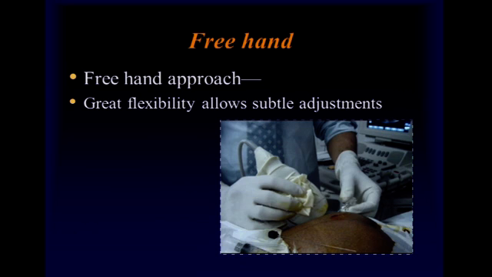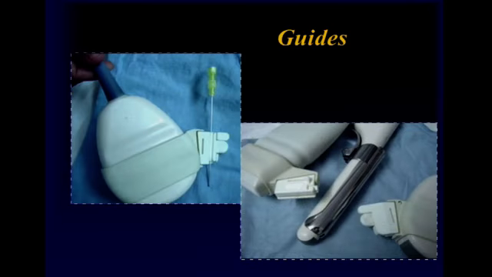There are two types of ultrasound guided procedures. One is a freehand approach where the needle is free in our hand. This allows greater flexibility and also allows subtle adjustment when we do the procedure. We also have guides, and typically guides are used for transvaginal or endorectal probes.